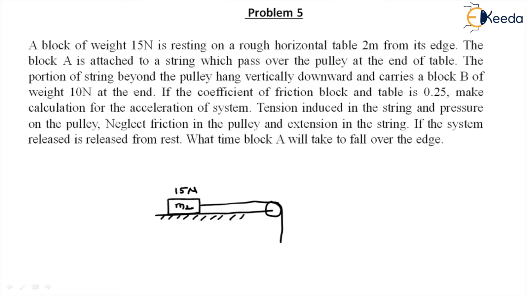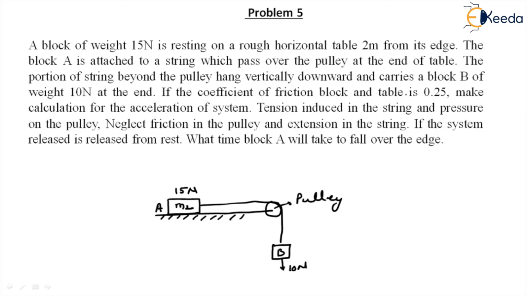Now the block A is attached to a string which passes over the pulley at the end of the table. So let's consider this is our block A and this is connected with the string, and this string is passing over the pulley. This is our pulley. Now the portion of the string beyond the pulley hangs vertically downward and carries a block B of weight 10 Newton. So the other end of the string is connected with block B, and the weight of block B we are considering 10 Newton.